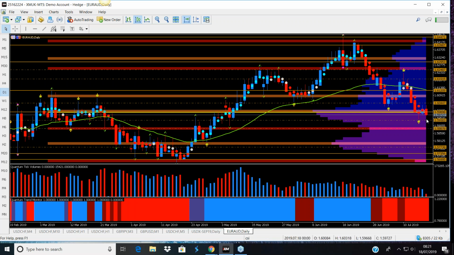Why? Because we've got quite a lot of what we call transacted volume here. You can see from the histogram that we haven't got a nice low volume node. We've got high volume nodes, and when price hits these regions, where we're looking at volume over time, it's going to need some effort to move through there. So it may be a little bit laboured on that one.